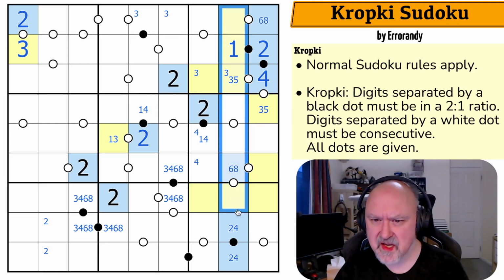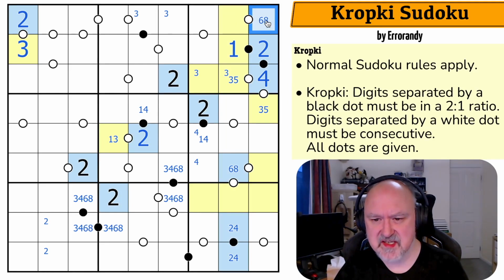So where's 3 in this column? I can't put 3 here. It's not consecutive with 6 or 8. I can't put 3 on here. I'd need to put it next to 2 or 4, and I can't. I can't put 3 here. It's not consecutive. So this is the 3.